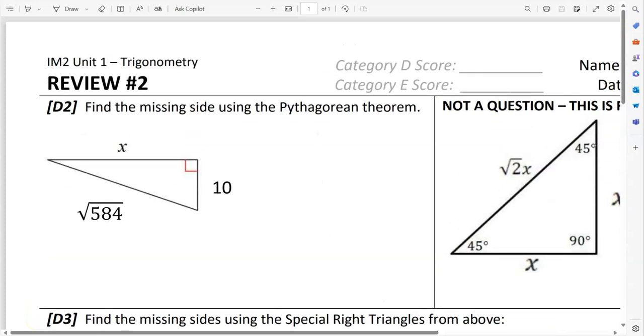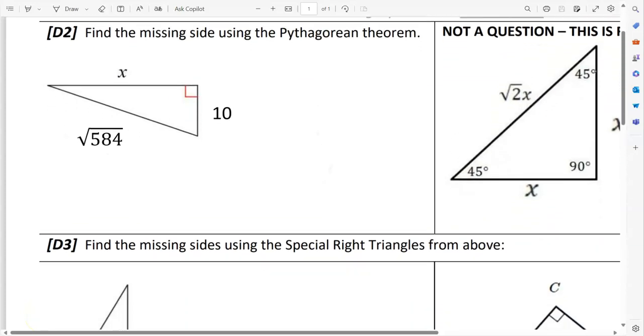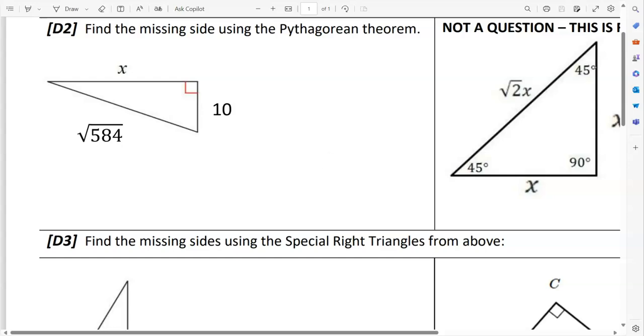All right, quiz review number 2. So this is a review. You should not be seeing this for the first time, at least hopefully not.